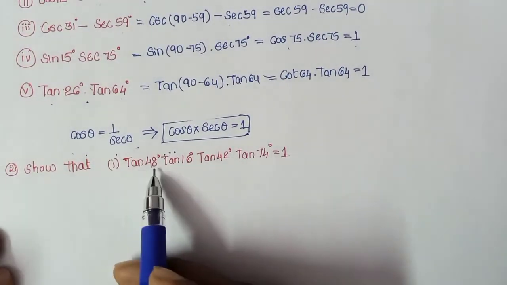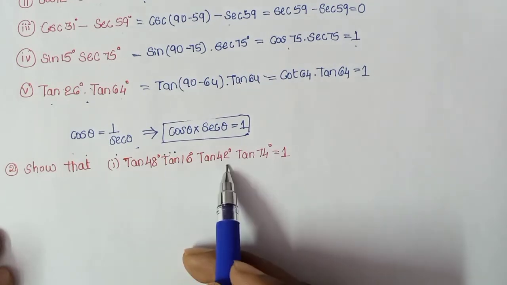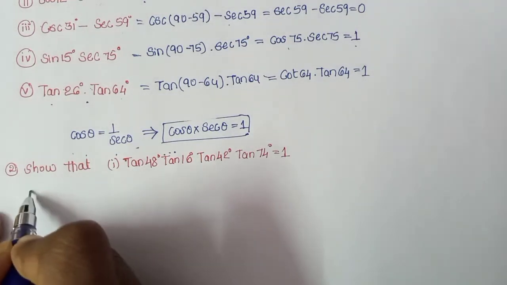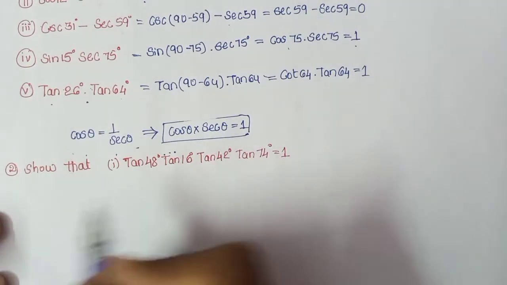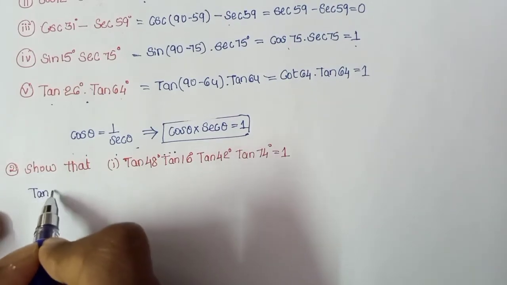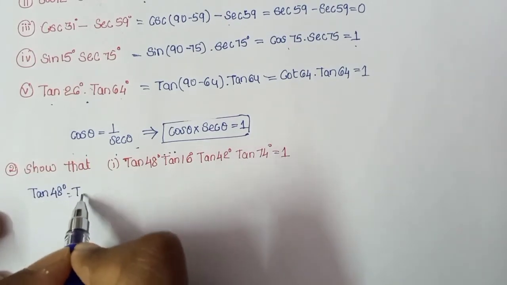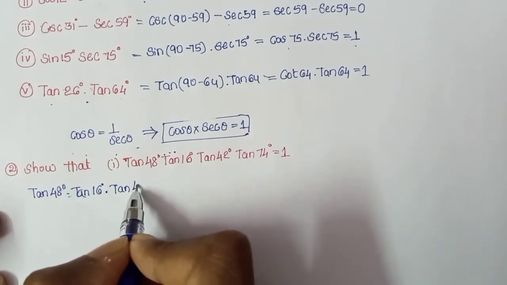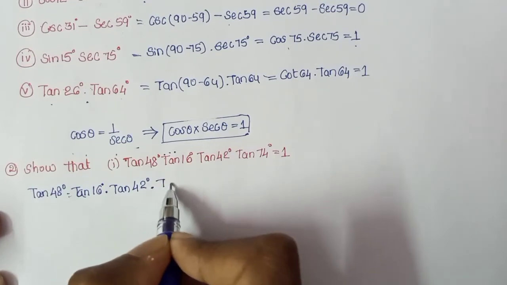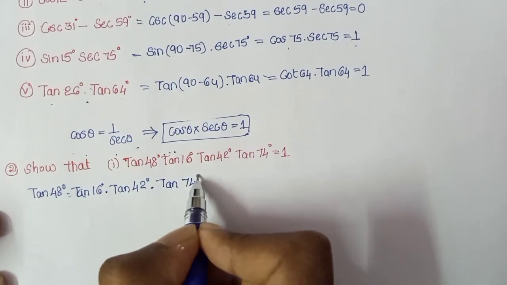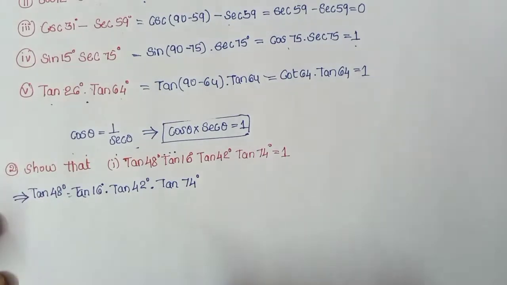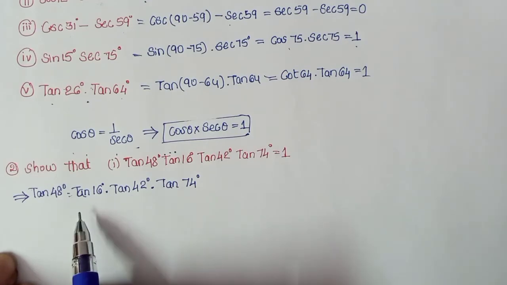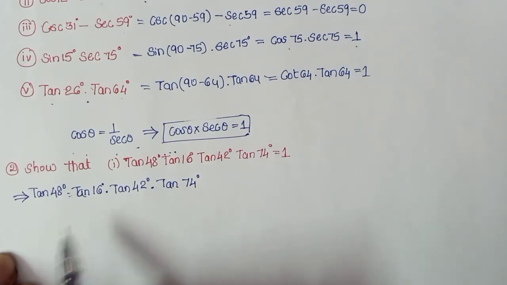Show that tan 48 into tan 16 into tan 42 into tan 74 is equal to 1. Let us write this question here: tan 48 degrees into tan 16 degrees into tan 42 degrees into tan 74 degrees. How do you find that this question comes from the complementary relationship?